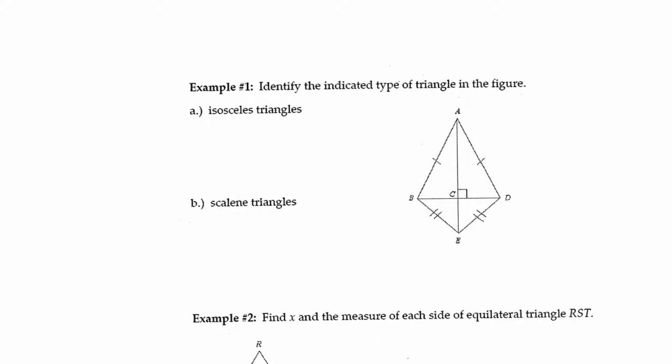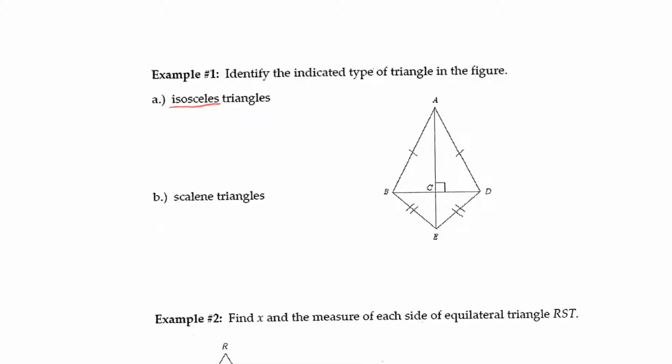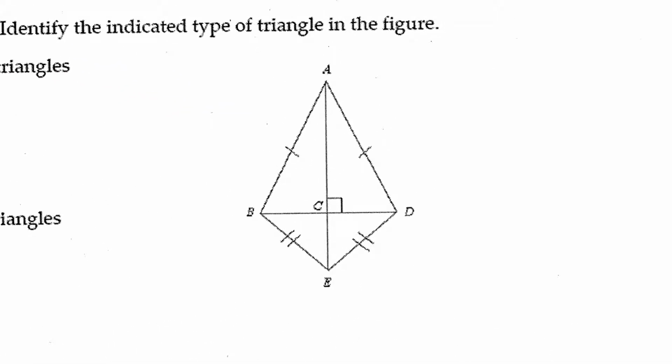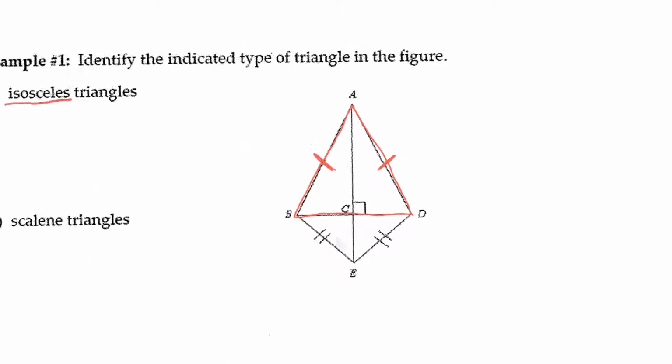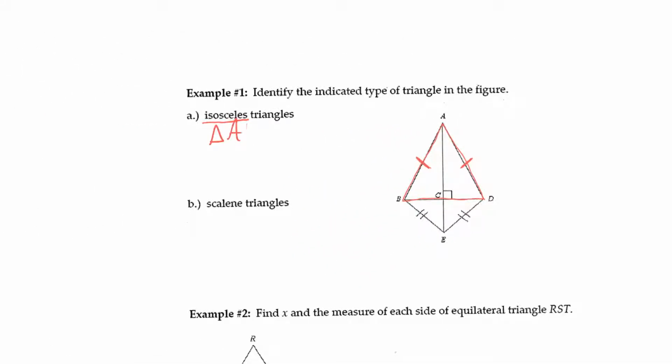All right, so let's talk about this. Isosceles triangles. There are two isosceles triangles in this little figure right here. So name one of the isosceles triangles in there. ABD. Okay, good. Is that isosceles? Yes, because these two sides are the same length. So triangle ABD is an isosceles triangle. And then the other one is what? BDE. Good.